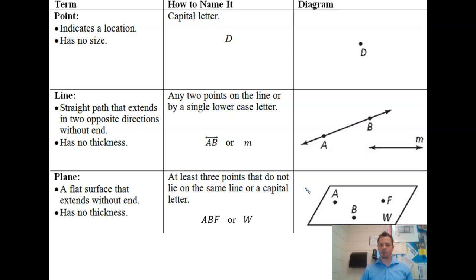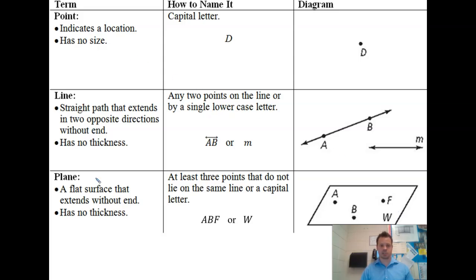And then to name a plane, we can do it 2 ways. We can use at least 3 points that do not lie on the same line. So for example, this plane has points A, B, and F on it, not in a straight line, not collinear. So we could say this is plane ABF. And I could do those in any order. Okay, or we could name it with a capital letter that's attached to the plane. So as you can see, W here, there's no specific point it's attached to. So I could also call this plane W.